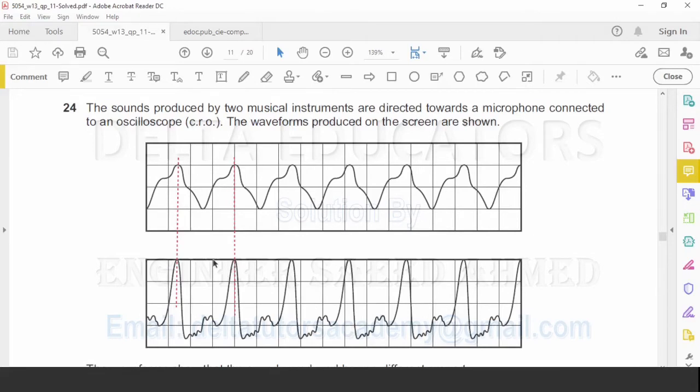Since this distance is the same, we can say the wavelength in both the waveforms is the same. Now what about the frequency? Wavelength and frequency are reciprocal to each other. Since wavelength is the same, definitely frequency in both the waveforms will also be the same. Now velocity is given as frequency times wavelength. Since in both cases frequency is the same and wavelength is the same, definitely velocity will also be the same in both the waveforms. Now we check the options.